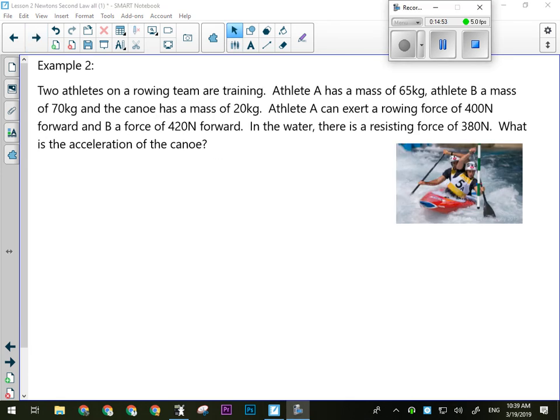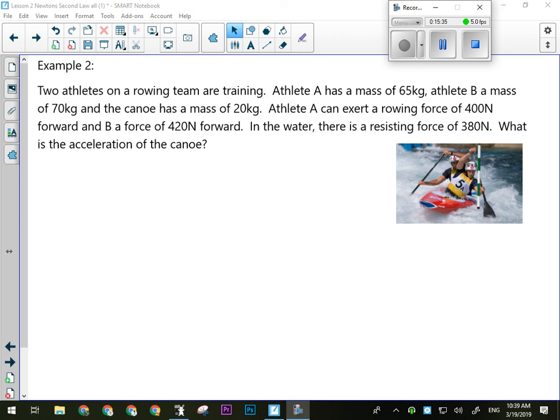Okay, so let's look at this one as an example. So we got athletes in there, doing the, if you've ever watched, this is like one of the new Olympic sports, the kayaking, okay, where they have to go around the pylons that they put in the river, these big poles. So they're on a rowing team and they're training. Athlete A has a mass of 65 kilograms. Athlete B, a mass of 70 kilograms. The canoe they're in, 20 kilograms. Athlete A can exert a rowing force of 400 newtons forward, and B, a force of 420 newtons forward. In the water, there's a resisting force, so water resistance, friction, of 380 newtons. What's the acceleration of the canoe?